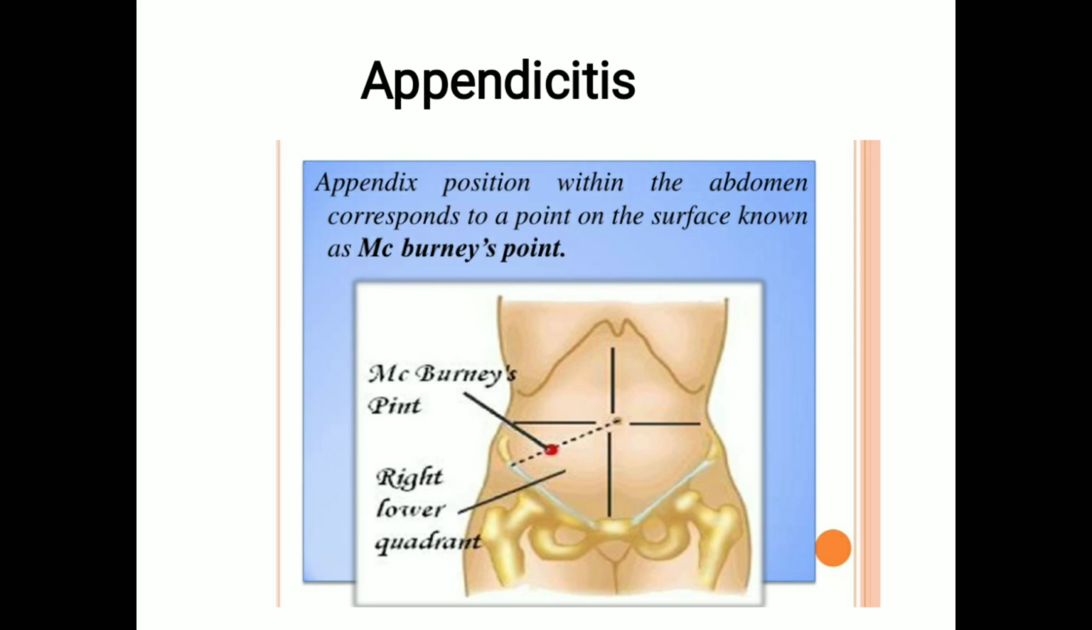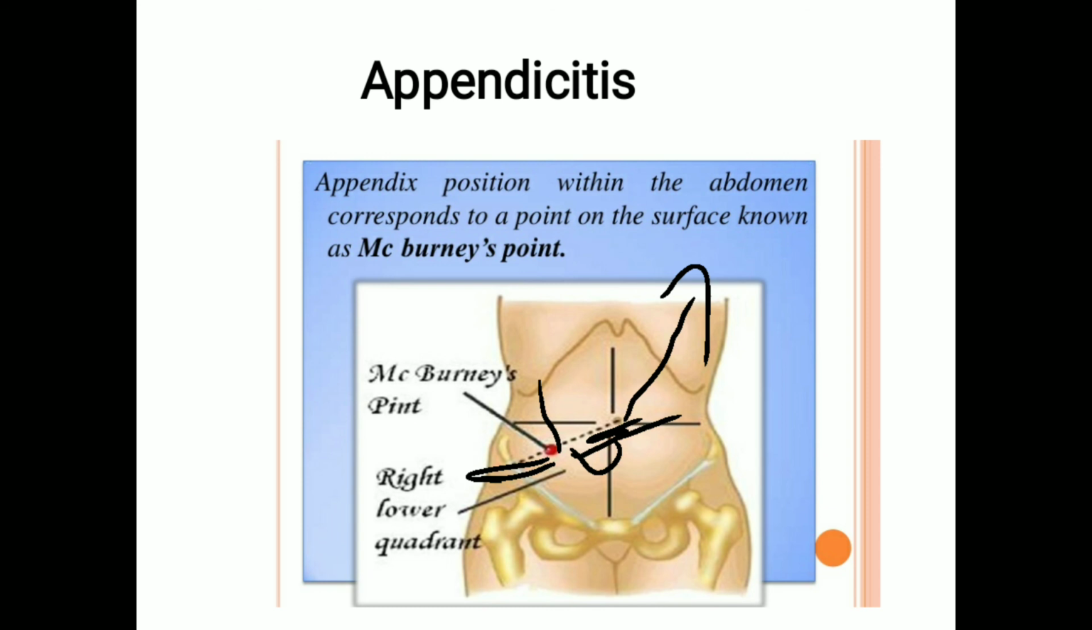Next is the applied anatomy, appendicitis. Inflammation of the appendix is called appendicitis. The tenderness of the pain is felt at a point called McBurney's point. You mark it from the umbilicus. It lies at the junction of the medial 2/3 and the lateral 1/3, where the maximum tenderness of the appendix is felt. That is called McBurney's point.